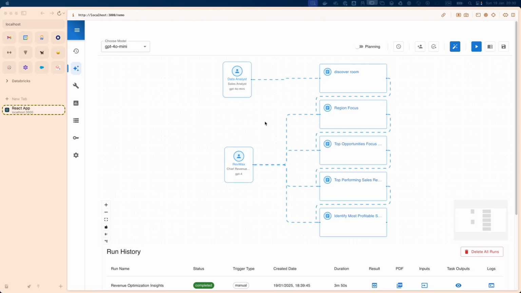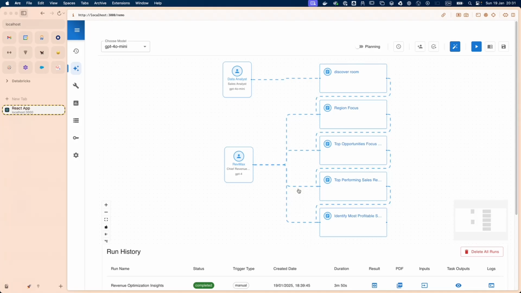So you could see here you have two agents. You have the first agent that is doing the discovery across the various rooms. And there's the second agent, which is the chief revenue officer, that is getting the context from the analyst that is providing all the rooms with the important data that then the chief revenue officer agent will then be able to ask.